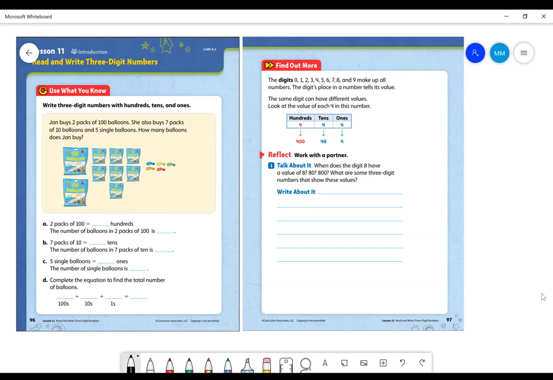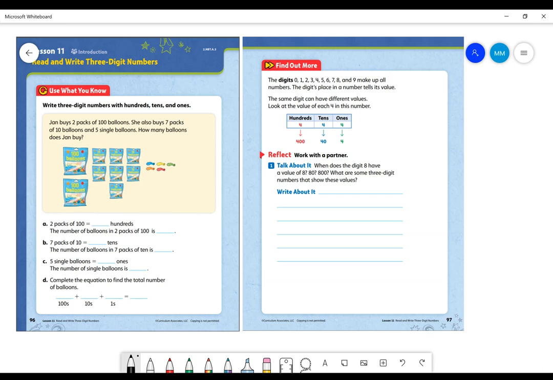It says Jan buys 2 packs of 100 balloons. She also buys 7 packs of 10 balloons and 5 single balloons. How many balloons does Jan buy?